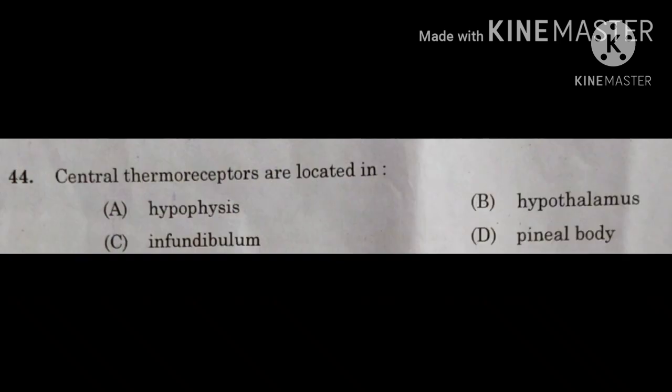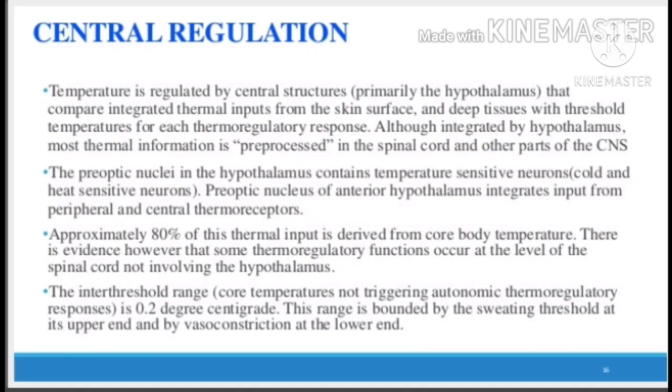The next question is, central thermoreceptors are located in A, hypophysis, B, hypothalamus, C, infundibulum, and the last option is pineal body. What are the main functions of the hypothalamus? To maintain the body temperature, thirst, appetite, and sexual desire, like that.